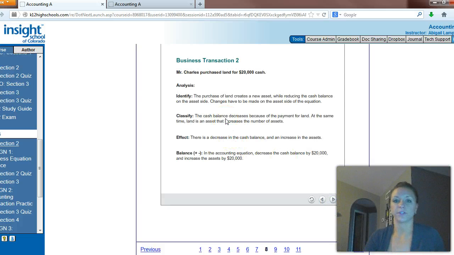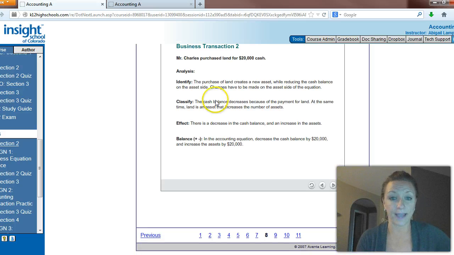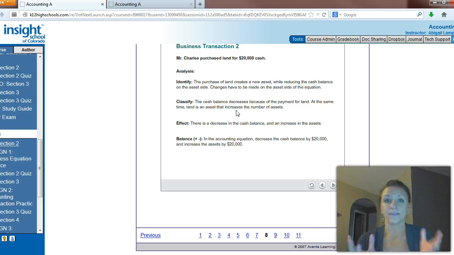Transaction 2. Mr. Charles purchased land for $20,000 cash. So he had the money up front and paid $20,000 cash for a chunk of land. So the purchase of land creates a new asset while reducing the cash balance on the asset side. So cash is an asset and land is an asset. So they're both on the left side of the equation. The cash balance is decreased because he used that money to pay for the land, and at the same time the land is going to increase because that money went from cash to land.